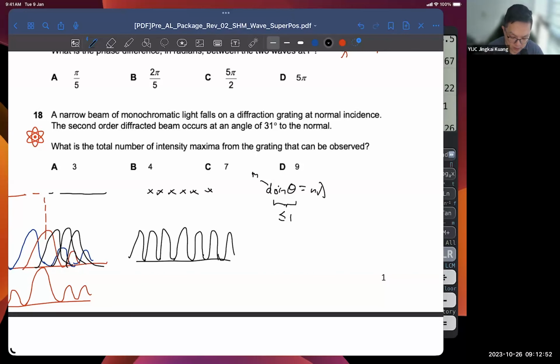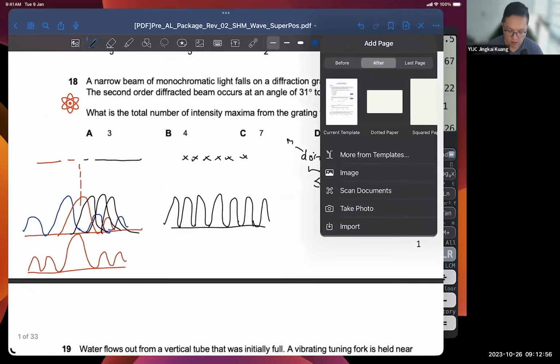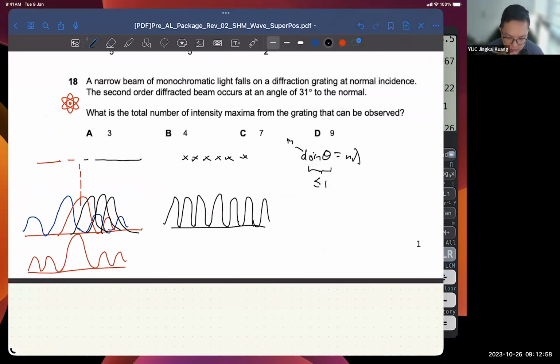Let me just add one page here so that we have a bit more space to work with. Okay, let's go back to the question. We have monochromatic light falling on a diffraction grating at normal incident angle. The second order diffracted beam occurs at an angle 31 degrees to the normal. What's the maximum total number of intensity maxima that we can see from the grating?